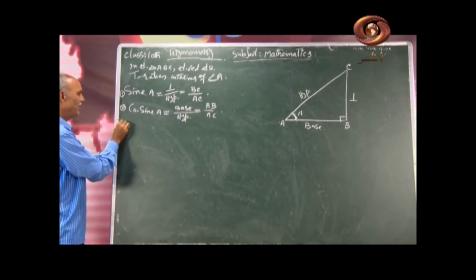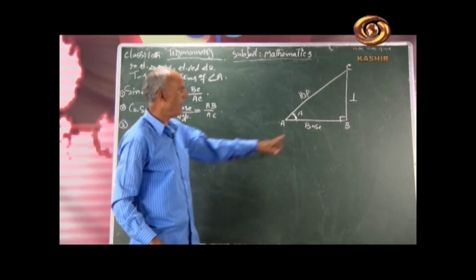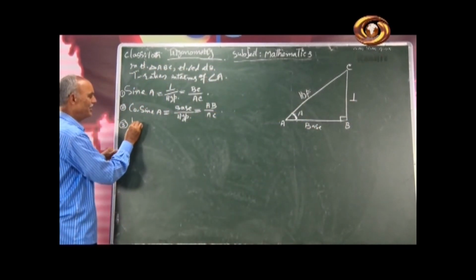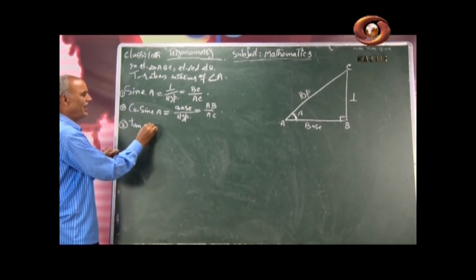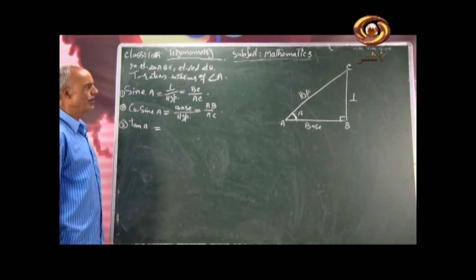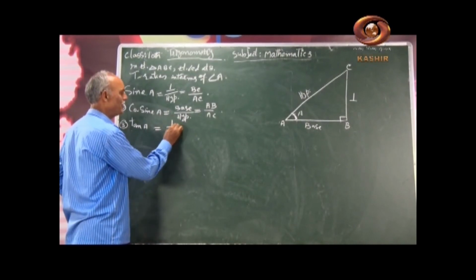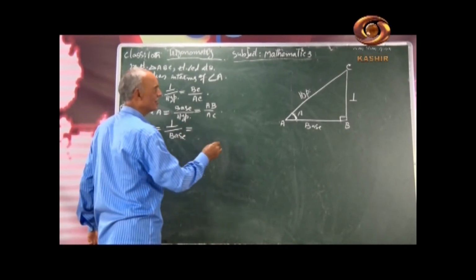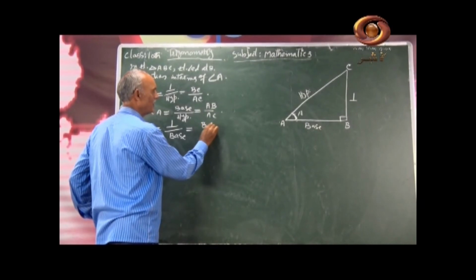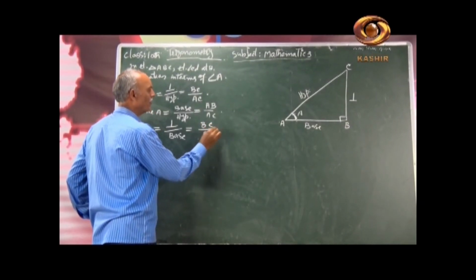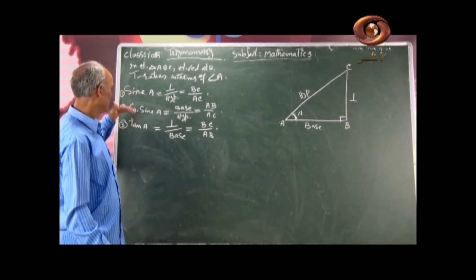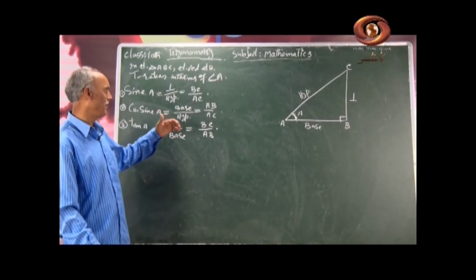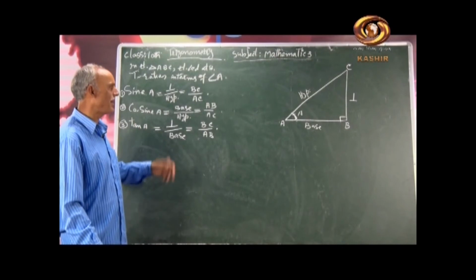And the third ratio we will take is perpendicular and base, and we call it tangent theta. Simply we write it tan A. Tan A is equal to perpendicular by base, or simply we write BC divided by AB. So we got the first three ratios: sine, cos, tan. Sine means perpendicular by hypotenuse, cosine means base by hypotenuse, tan means perpendicular by base.